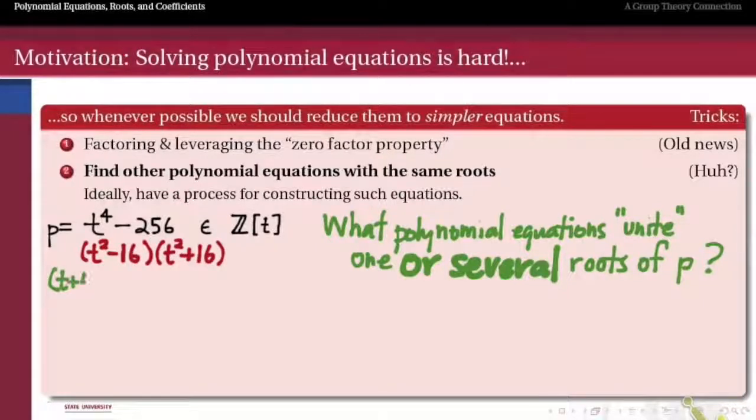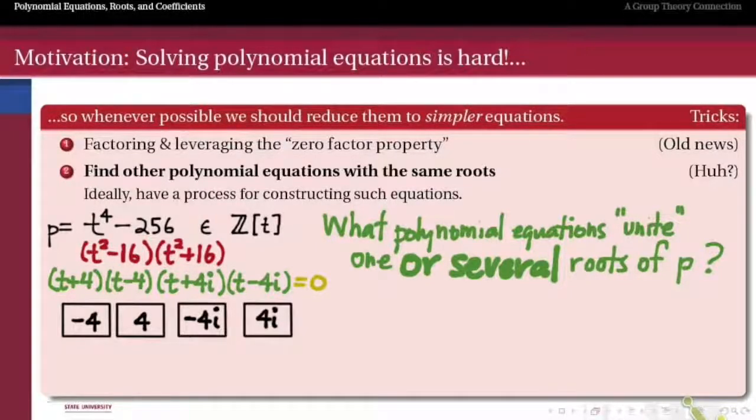So what polynomial equations can tie together one or more of the roots of p? If I factor p again, and I factor those factors, and I have to go to the complex numbers in order to do that, I can actually find out what the four roots of this p are just by factoring completely and then solving using the zero factor property. I get four roots: plus and minus 4, and then plus or minus 4i, where i is the square root of -1. Let's call those roots by names. Let's give them the names alpha, beta, gamma, delta. So there are the four roots of my polynomial p. Notice that the first pair, alpha and beta, are opposites of one another, plus and minus 4. So those two are related one to another.